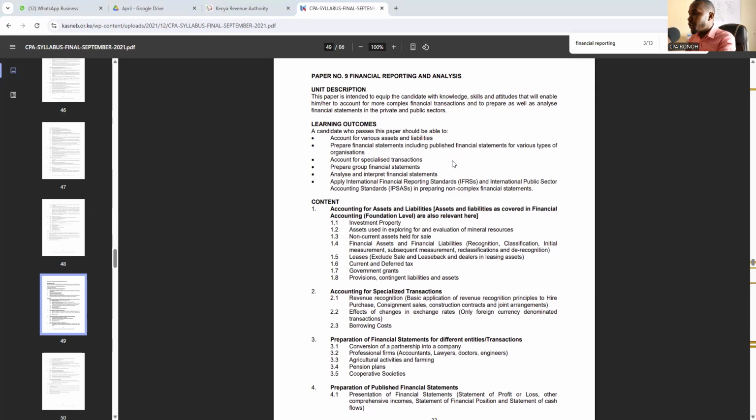plans. The pension plan is also a topic we'll have to look at in this financial reporting analysis, which covers the contribution from the members and the contribution from the employees, and basically checks the net assets and changes in net assets. And then topic 3.5 of topic 3 is the cooperative societies. You also need to prepare the books of account of the cooperative societies.